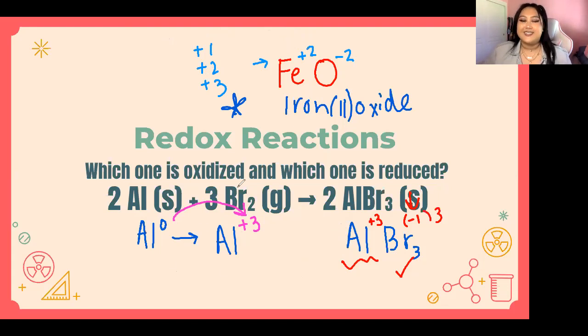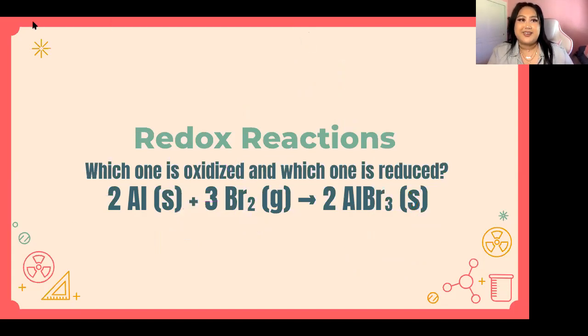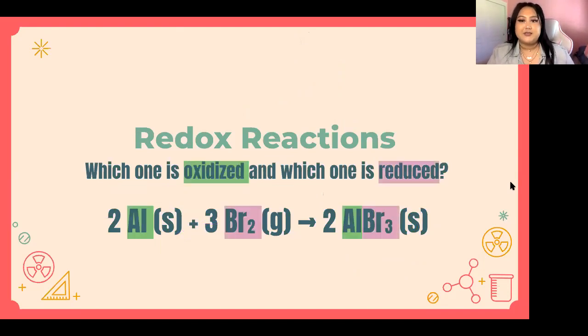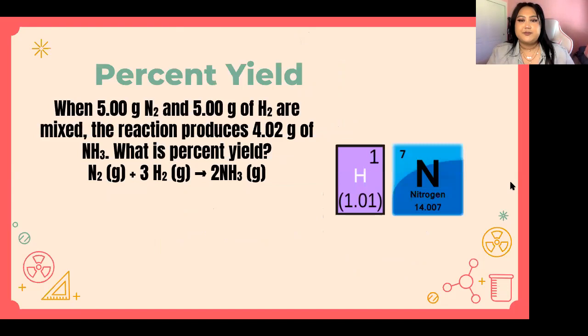Oxidation, yeah, again, oxidation. Okay, cool. So if aluminum is being oxidized, that means Br is being reduced. So yeah, I think that's everything for that one. Any questions? No? Okay, let me know. Okay, this is the answer.